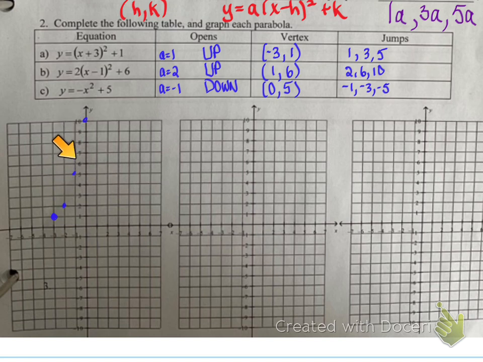And all of these points will have a mirror image on the other side of the parabola. So over 1, up 1, over 1, up 3, over 1, up 5. And there they are. And what you'll do now is graph the parabola. Remember, a smooth rounded curve with arrows pointing in the direction of opening. And that's all, folks. That's how you graph it.